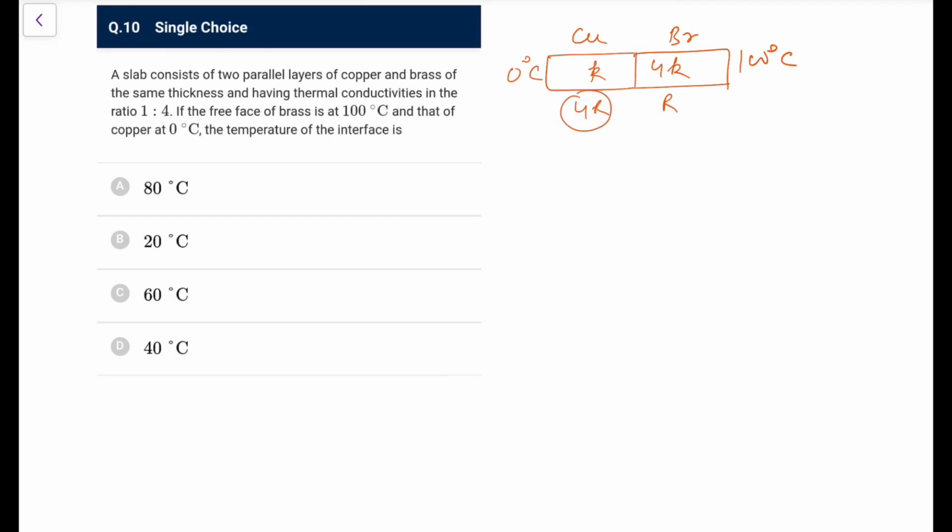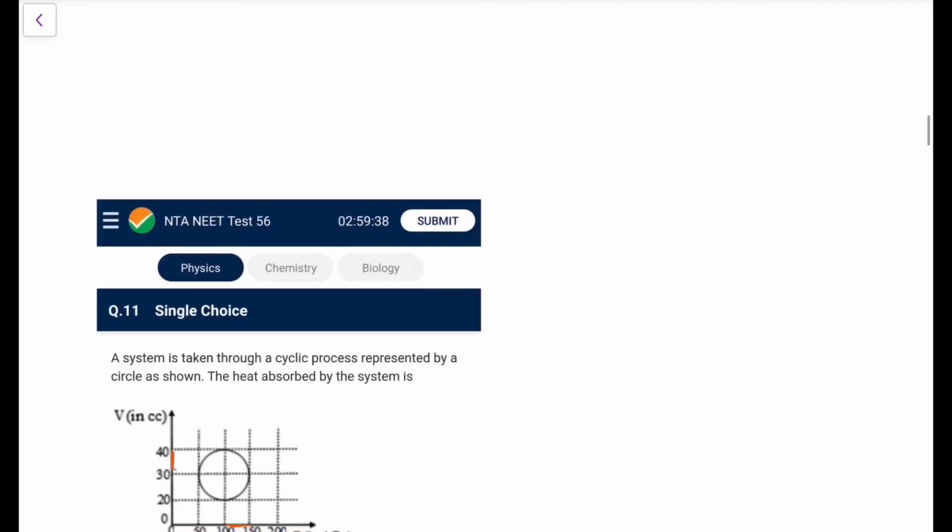Because it is 4R and R, the drop of temperature will be in the ratio 1:4, so total will be 5 parts. If I divide, this drop would be 20 degrees Celsius and this drop would be 80 degrees Celsius. So the junction temperature comes out to be 80 degrees Celsius. Go for option A.